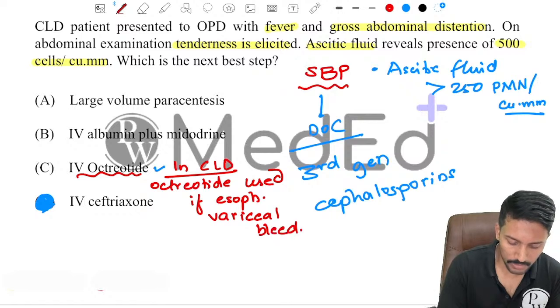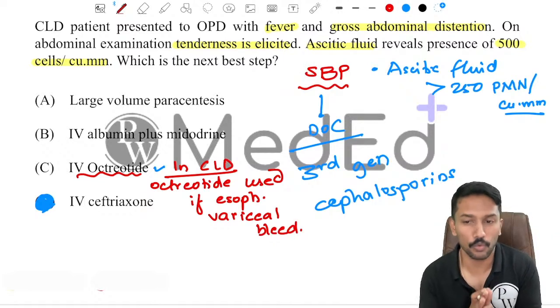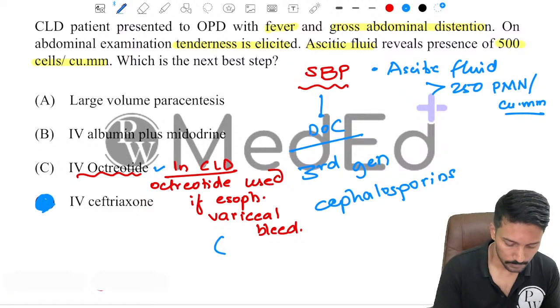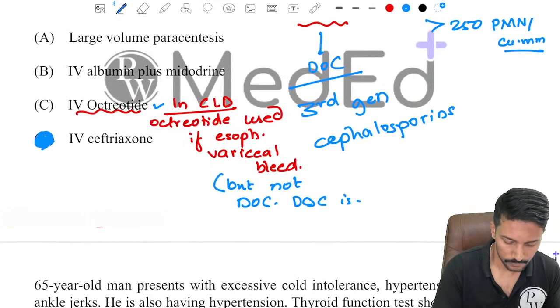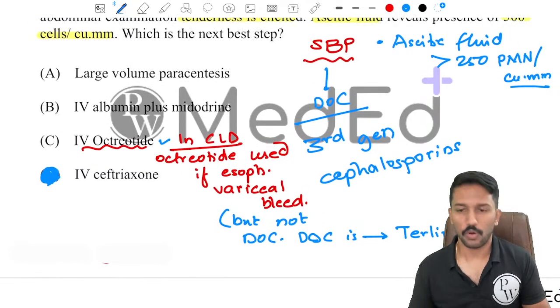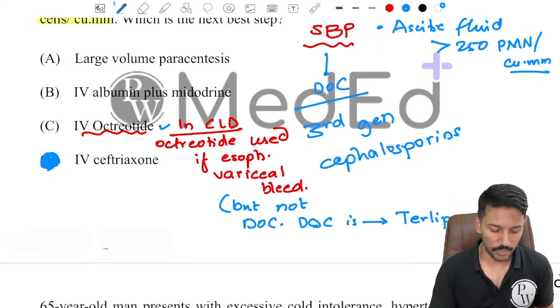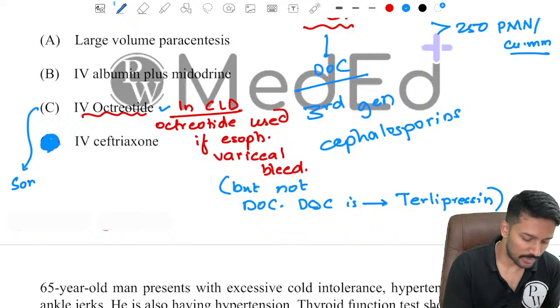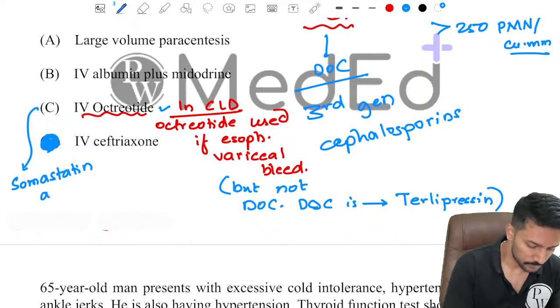But there also, the drug of choice for esophageal variceal bleed is no longer octreotide. What is the drug of choice? The drug of choice would be terlipressin, right? Octreotide can be used in acromegaly. Now, why do we use it in acromegaly? Because octreotide is a somatostatin analog.